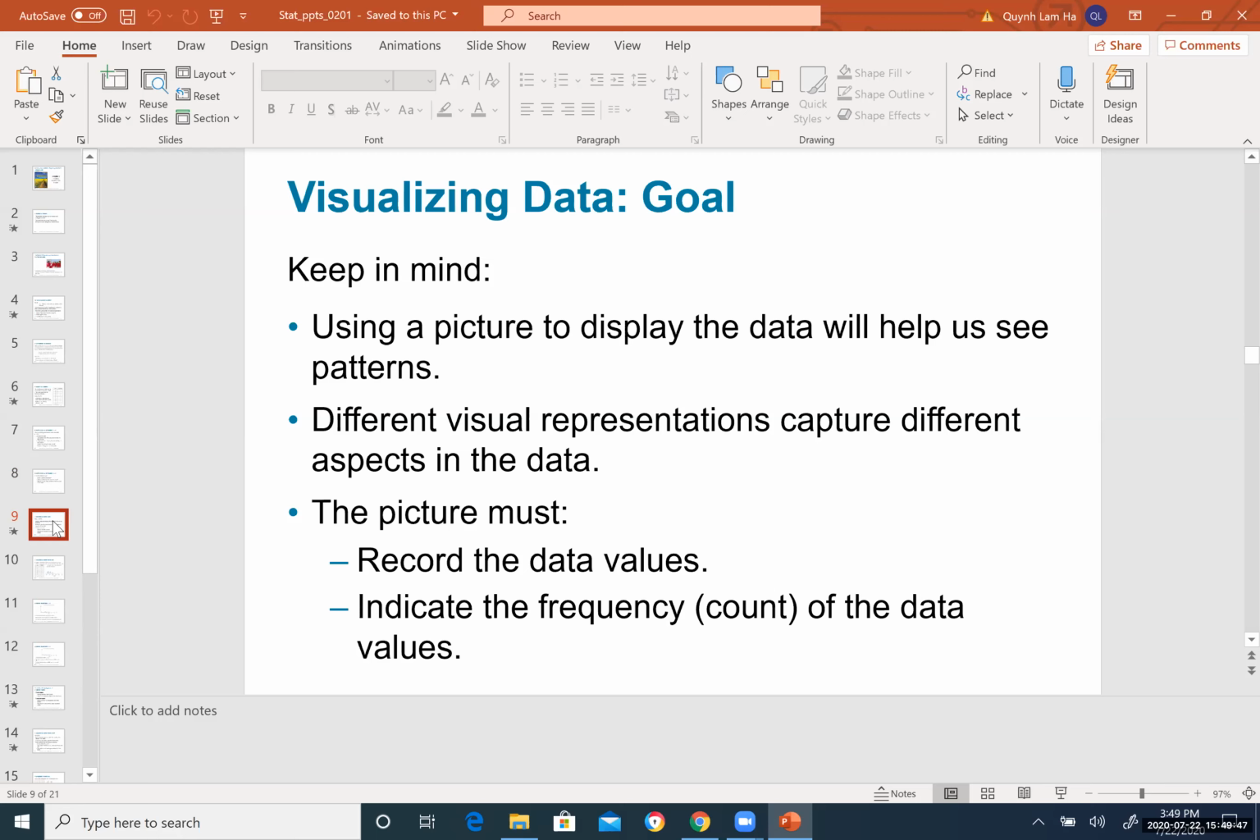Visualizing data: the goal is to keep in mind that using a picture to display the data will help us see the patterns. Different visual presentations capture different aspects of the data. The picture must record the data values, of course, and indicate the frequency, the count of the data values. This means all the graphs should have a vertical number line and a horizontal number line, so that you can see the values horizontally and vertically.